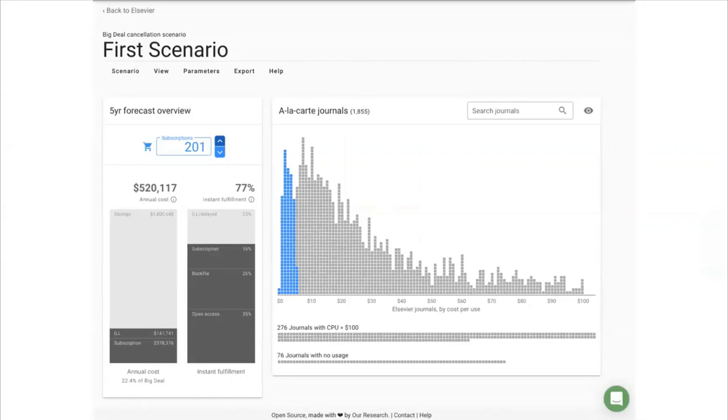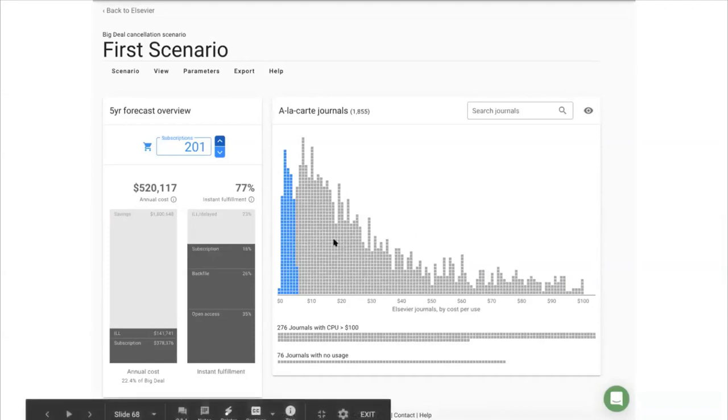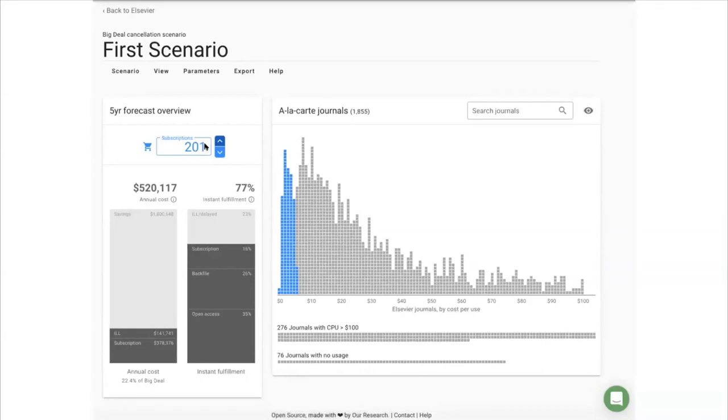What would it look like if they walked away from their big deal, if they canceled it, and only subscribed to 201 subscriptions instead? And those 201 journals were chosen as the most cost-effective journals, where cost-effective is calculated in terms of cost per use, which is standard, and then a slightly enhanced form of cost per use that takes into account open access and takes into account backfile, the cost of ILL and so on. So that's what we're modeling here.